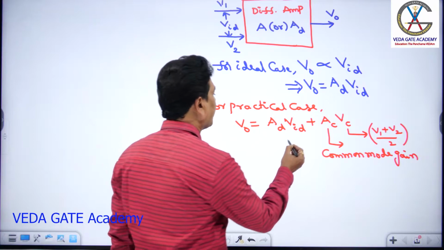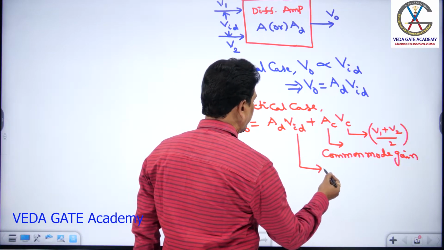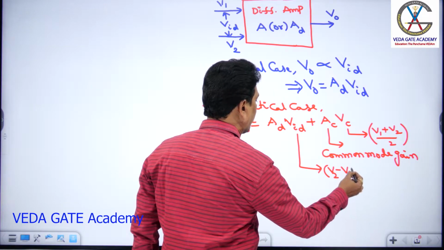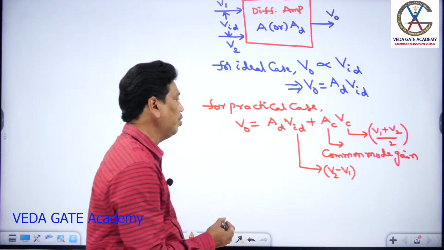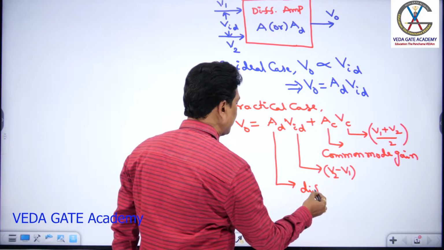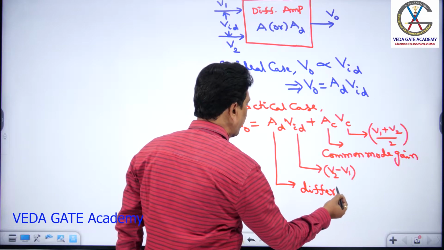And you know that VAD is a differential input, which is nothing but the difference of the signal voltages applied at the input, V2 minus V1. AD is nothing but, as you already know, called the differential gain. It is called the differential or open loop gain.